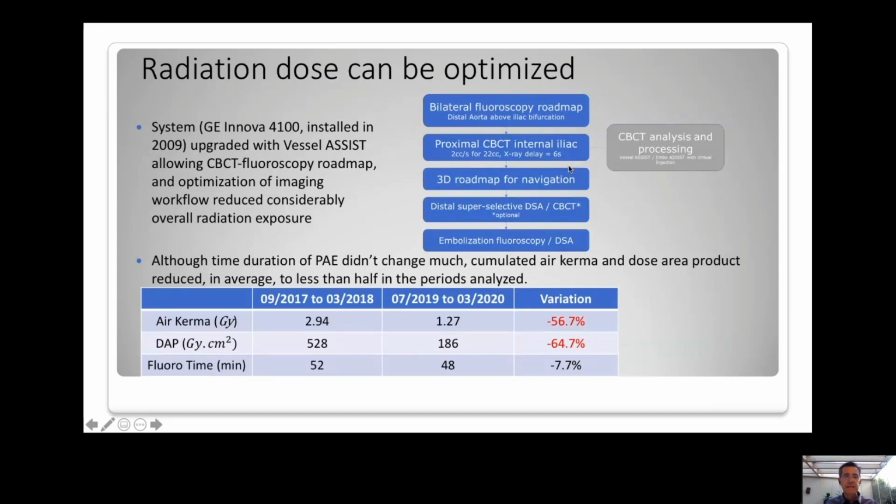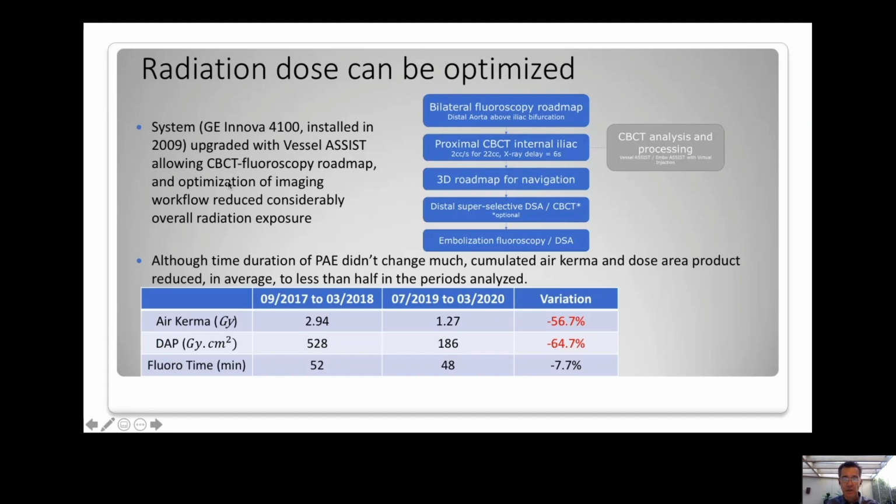Here we can present what we have changed since 2019, when we got this equipment. We got a GE Innova 4100. It was installed in 2009. However, recently we got an upgrade that we have right now, the Embo ASSIST, allowing cone-beam CT and fluoroscopy roadmap. With this, we got an optimization of imaging, and we have a really nice workflow with which we can considerably reduce the radiation to the patient and to the staff.